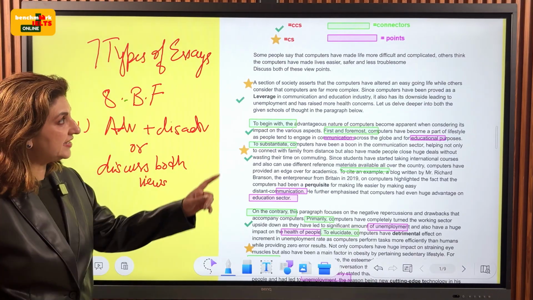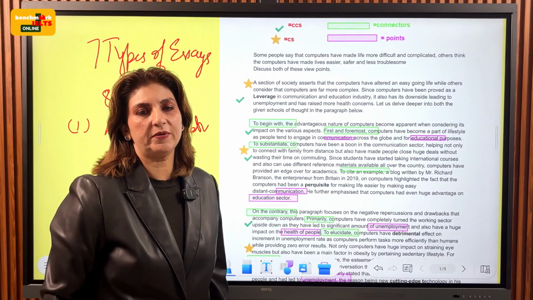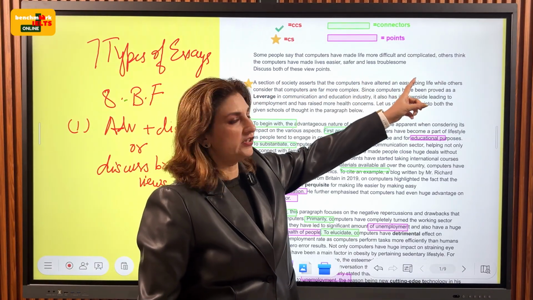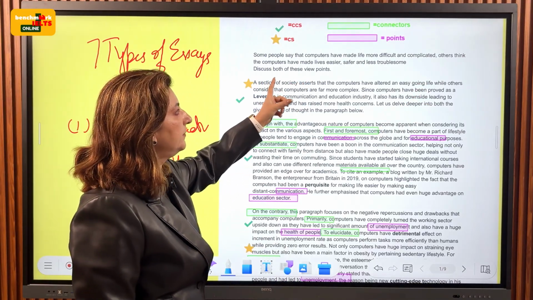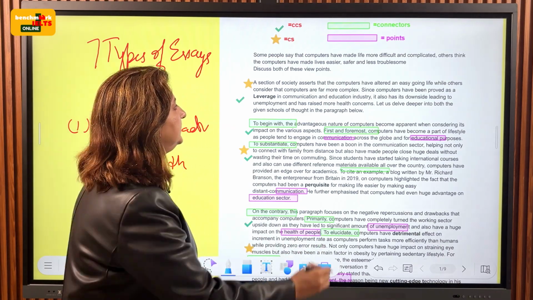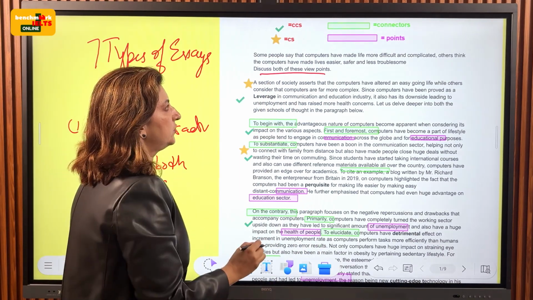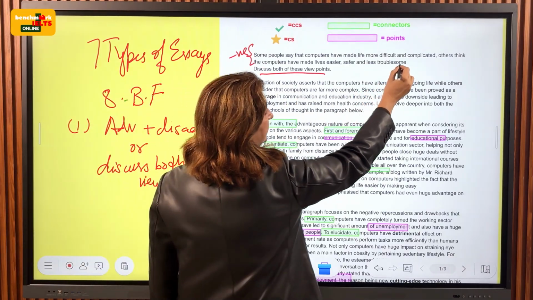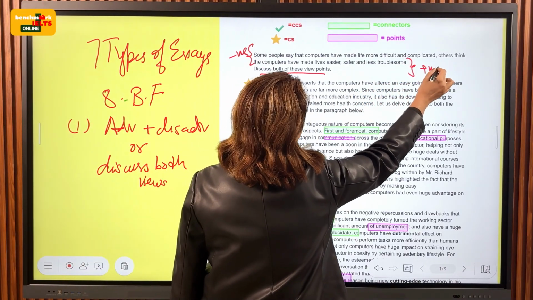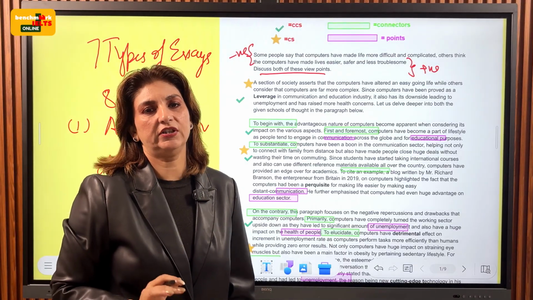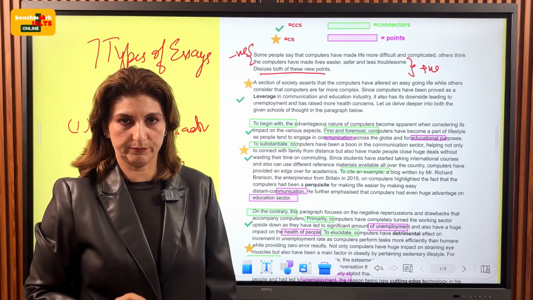I'd like to show you an example here. This is one of the topics that we have. It says, some people say computers have made life more difficult and complicated. Others think computers have made lives easier, safer and less troublesome. Discuss both these views. So there is one sentence which is against computers, there is one sentence in favor of computers, and then they are saying discuss both the views. So it clearly means this essay is on the advantages and disadvantages of computers.